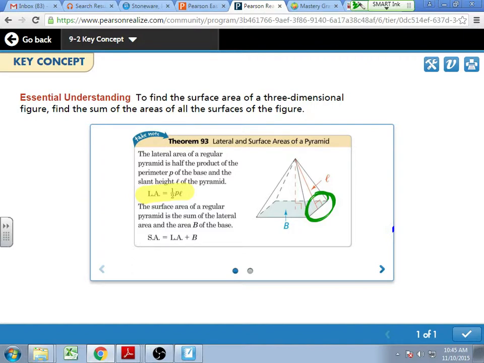It's that direct 90-degree line straight down to the base of that triangle. And then big B, you just solve for whatever your big B is.